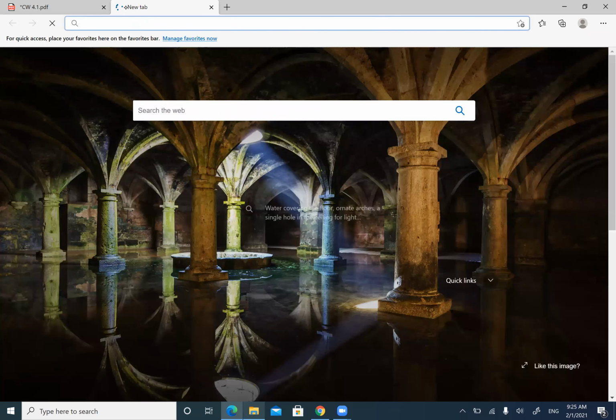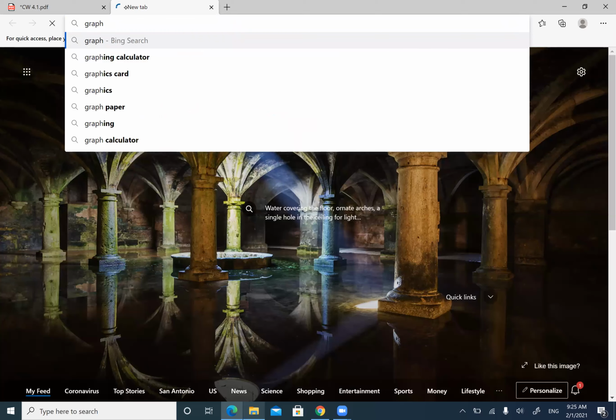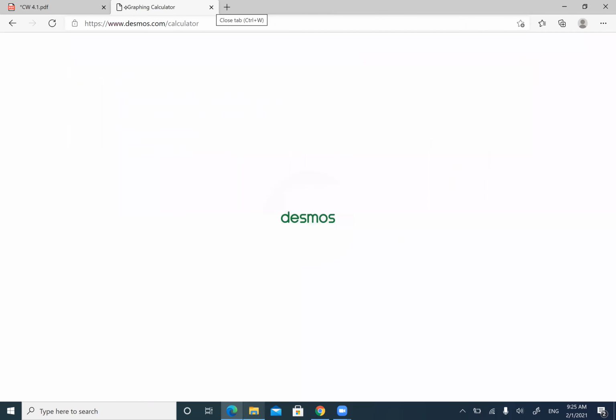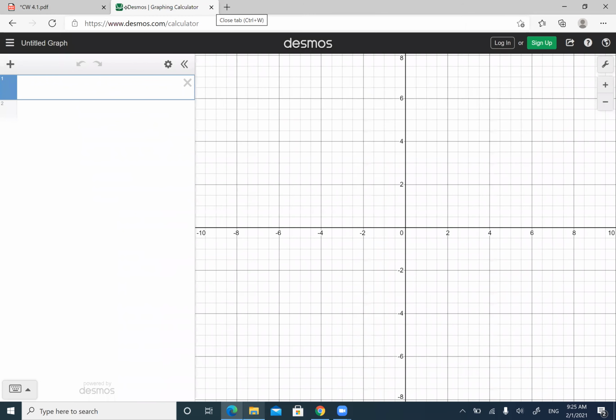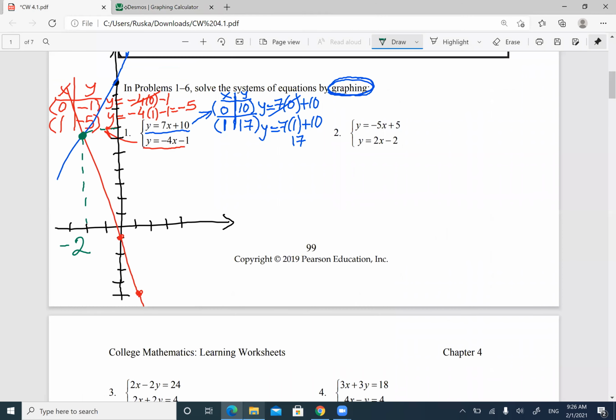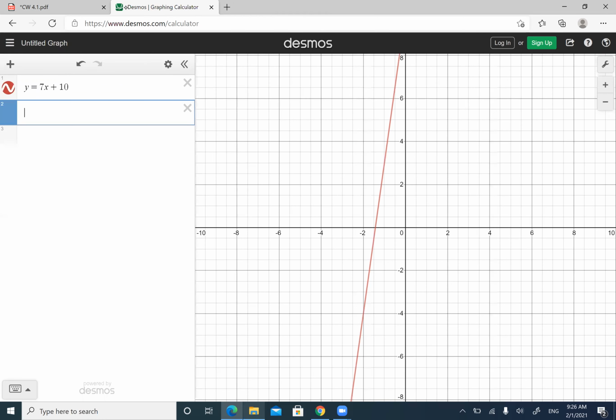And let me show you something. I'm going to show an online graphing calculator you can use to check your work. The graphing calculator I'm going to show you is Desmos. It's online and really easy to use. I'm going to put in the first equation, y equals 7x plus 10, which was the first one, right? That's the first line. And then the second one, what was the second one? It was y equals -4x minus 1.